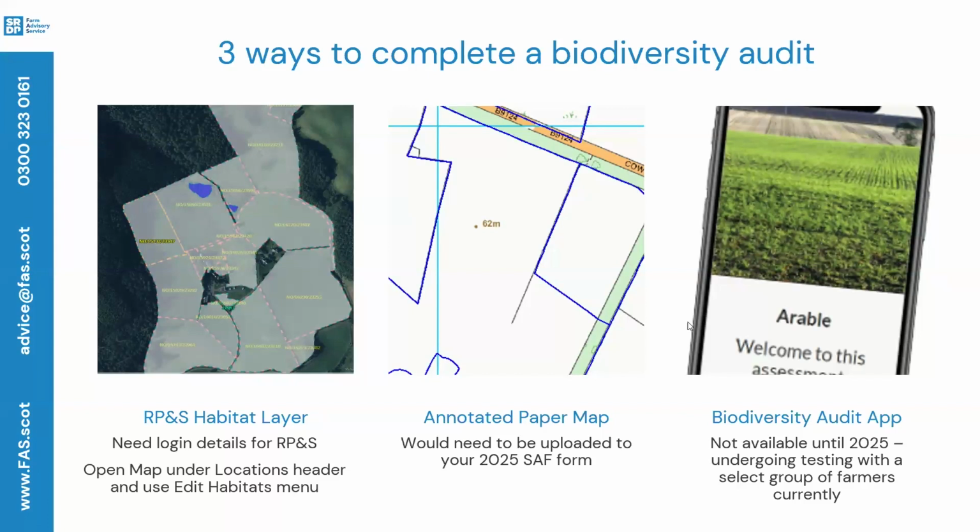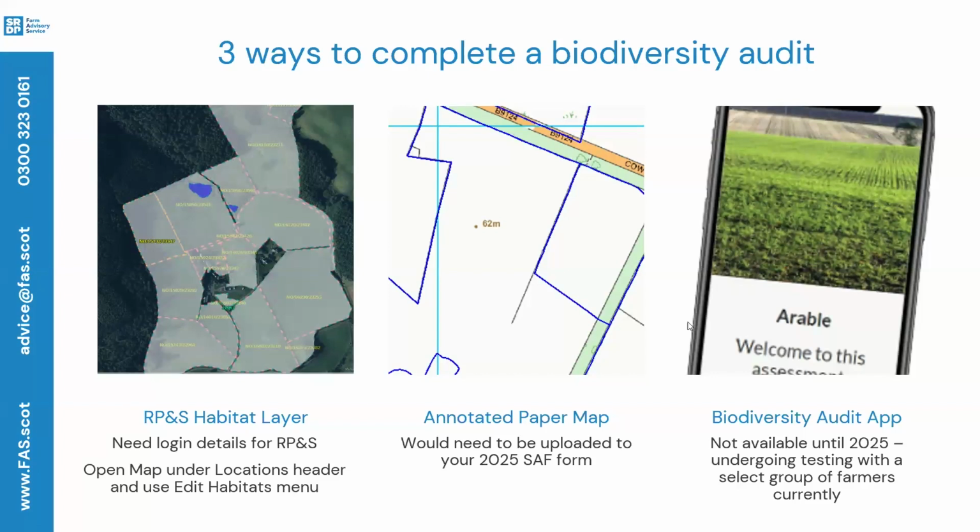There is some very detailed guidance on this online. It's not the easiest to use if you're not familiar with the Rural Payments mapping program. You may have used it already to do some EFA mapping or to submit a land maintenance form, in which case you'll find it easier than if you've not used it at all. But I had to go with it today, and there is very detailed guidance that talks you through step by step. So as it says there, open map under locations header and use the edit habitats menu, and that will bring up all the various options.